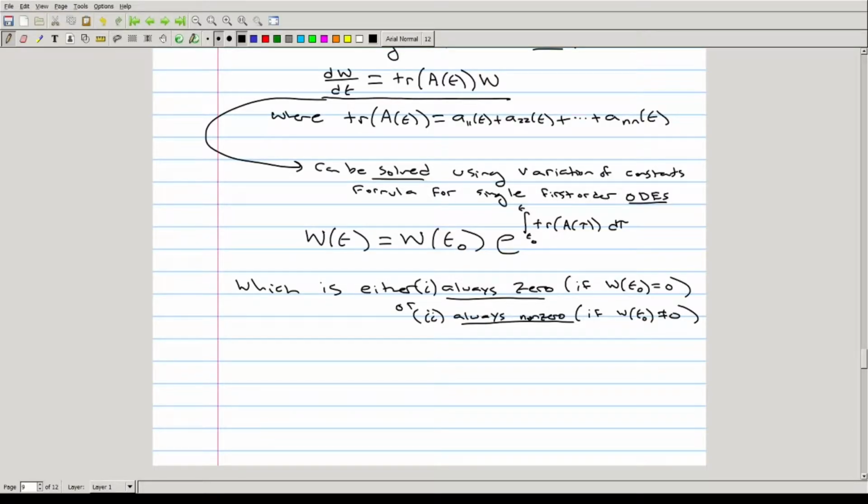So continuing on using the previous theoretical ideas that we've developed, let's go through and see how to solve the general first-order system of linear ordinary differential equations using a generalized variation of constants formula.